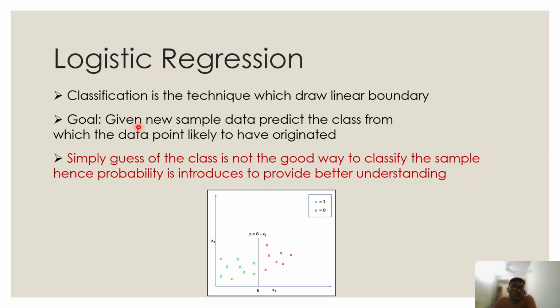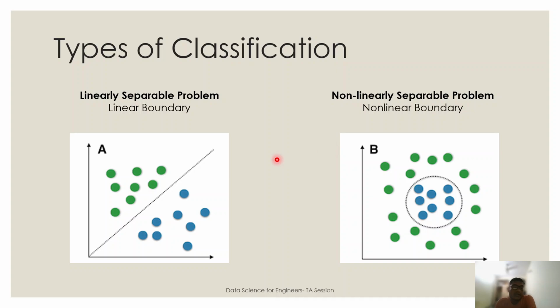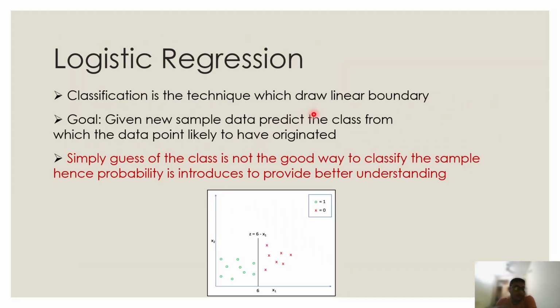What's our goal here? Given new sample data, predict the class from which the data point is likely to have originated. These are our training samples. When a new sample comes into this space, this represents that the sample is coming from the blue class and not from the green class. That will help us classify between the points.